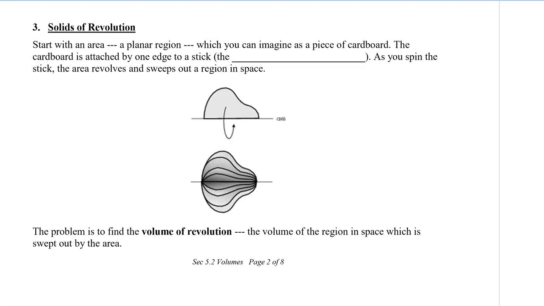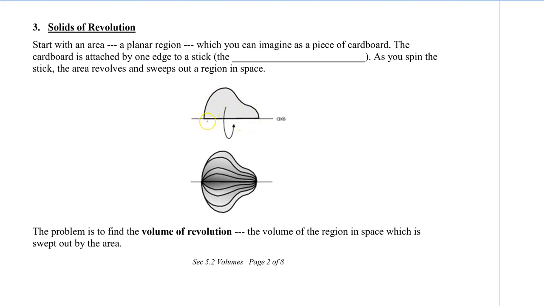In this video, I will talk about solids of revolution, which will lead into the method of disks to find the volume of the solid. We're going to start with an area, a planar region, which you can imagine as a piece of cardboard. So let's say that we have this kind of half pear shape here.